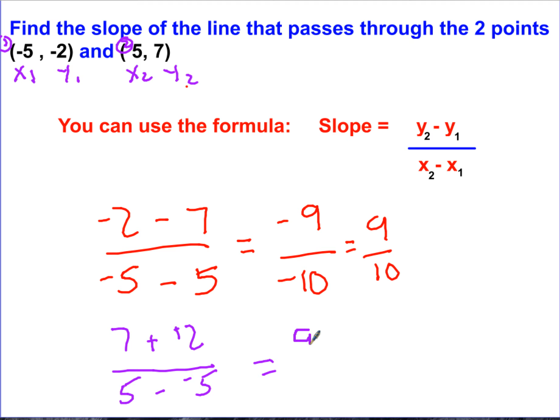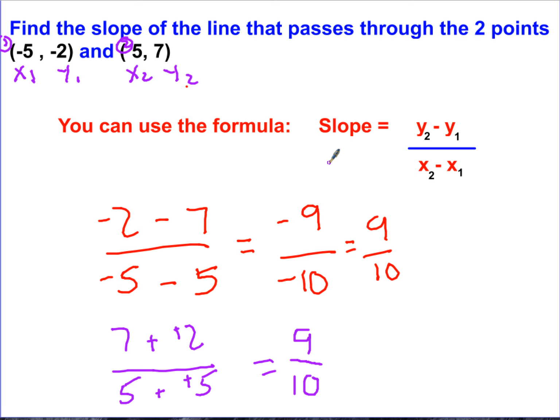Sorry, guys, I had trouble with the pen. Okay. And then I have 5 minus -5. That also becomes 2 positives. And that would give me 5 plus 5, which is positive 10. Okay, and I'm done. Okay, so I get the same answer both ways. So it does not matter which point you designate as your first point and which point you designate as your second point.